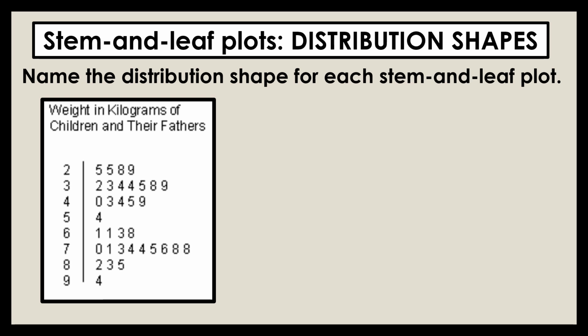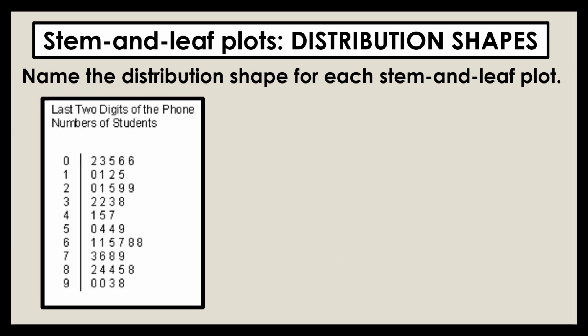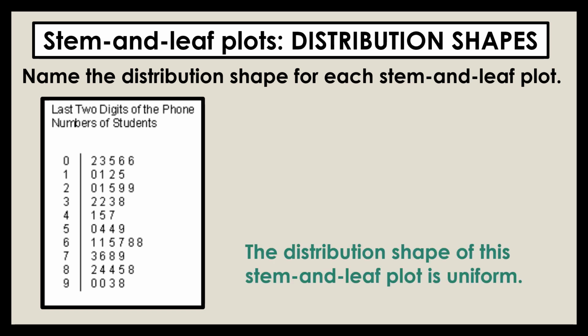Name the distribution shape for this stem and leaf plot. Once again, there's not a key, but it doesn't really matter. There are two peaks, so this distribution shape is bimodal. Here's another one. Name the distribution shape. Once again, there's no key, doesn't matter. We're looking at the distribution of the data values. And each of those rows are about the same length. Each of those rows have about the same number of data values. So this distribution shape is uniform.